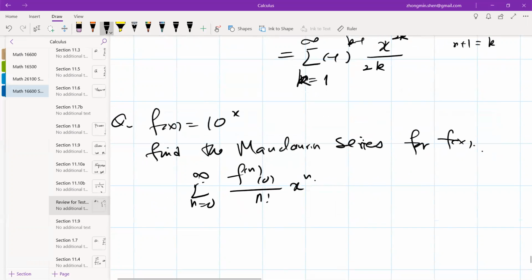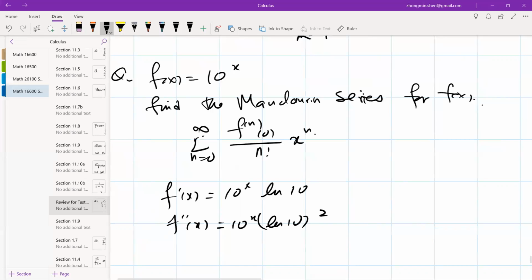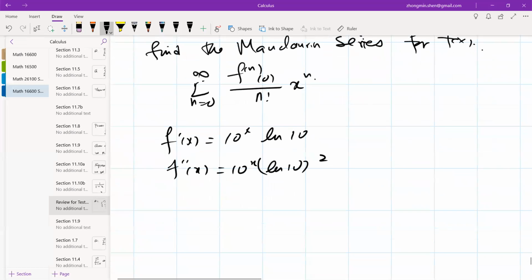Right. So if we are able to find the nth order derivative, I think at this time we can do it directly without any problem. I can do it like that. So f prime of x is going to be 10 to the x times natural log 10. F double prime of x is going to be 10 to the x times natural log 10 squared. And so on.